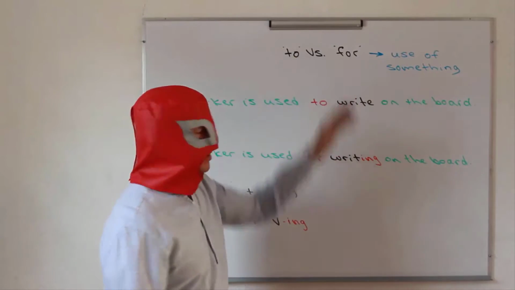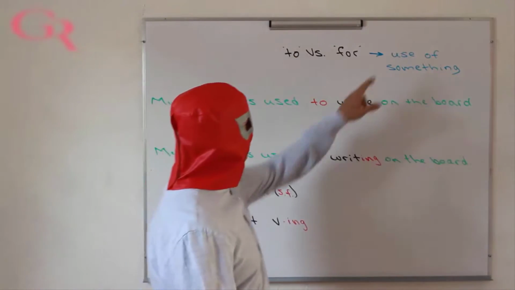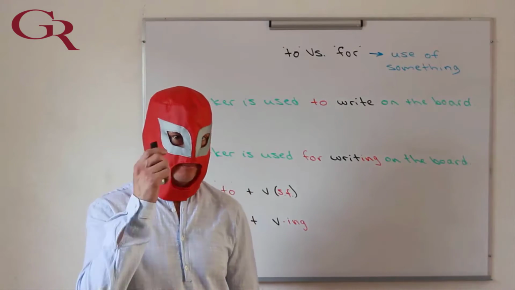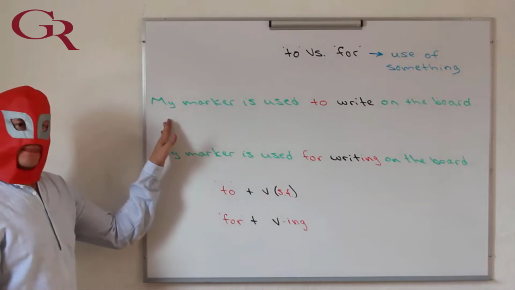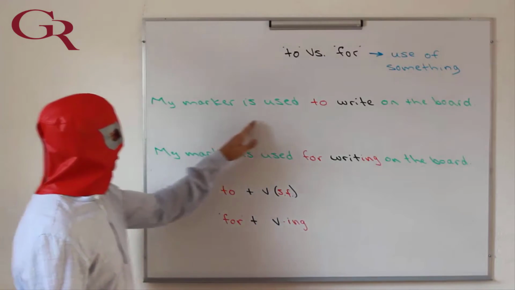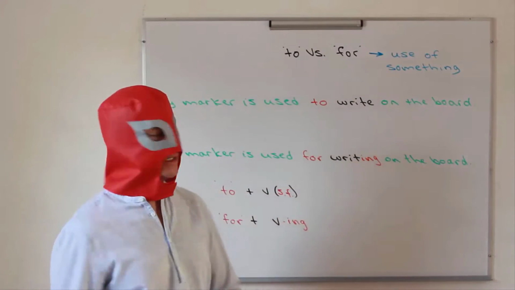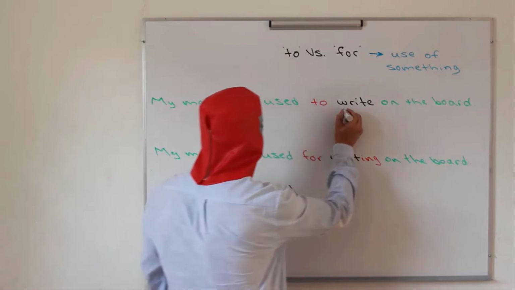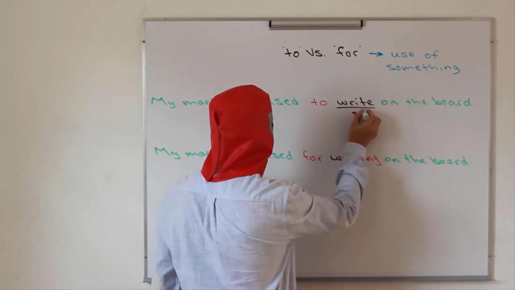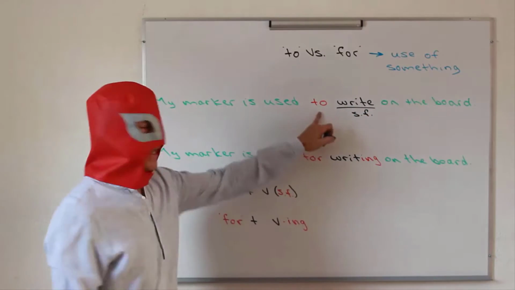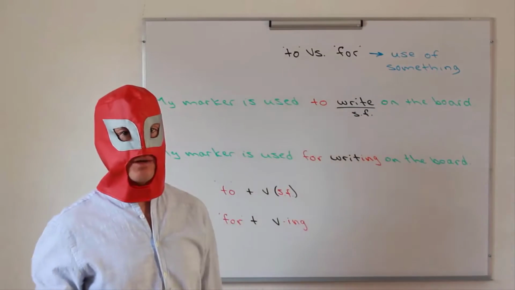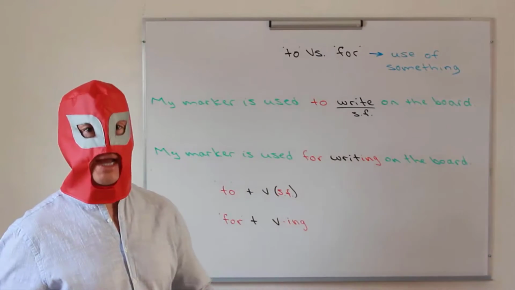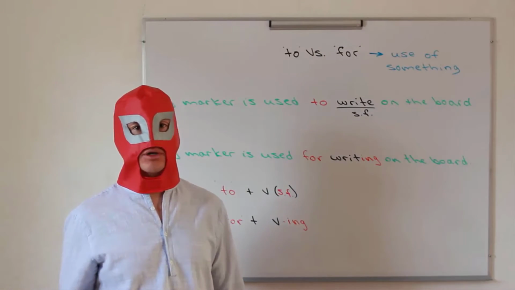The use of to versus for when we're talking about the use of something. For example, my marker. Here my example is, my marker is used to write on the board. So, if I use this verb here, and this verb is in simple form, that means I have to use to and not for. So once again, my marker is used to write on the board. That's the use of my marker.